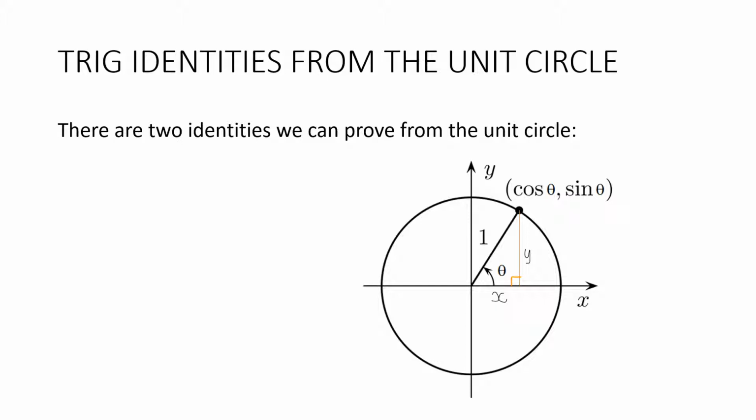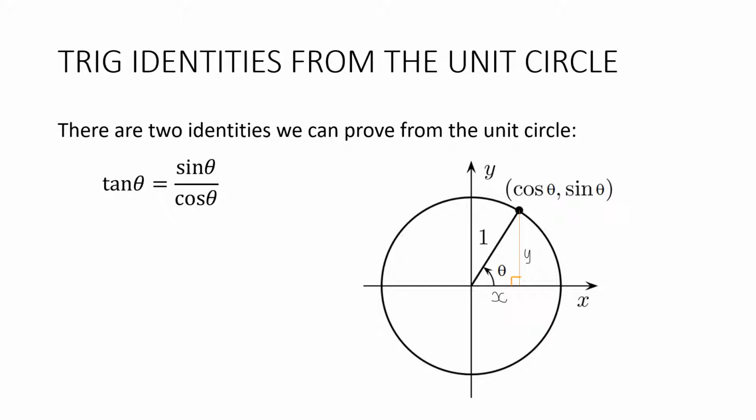So we're going to move on to trig identities from the unit circle, and we met the unit circle in the previous video. And remember, it's just a circle that's centered at 0, 0 and has a radius of 1. And so this distance here is x, this distance is y, and sine theta is equal to y on 1, and cos theta is equal to x on 1. So any point around here is going to be equal to cos theta, sine theta.